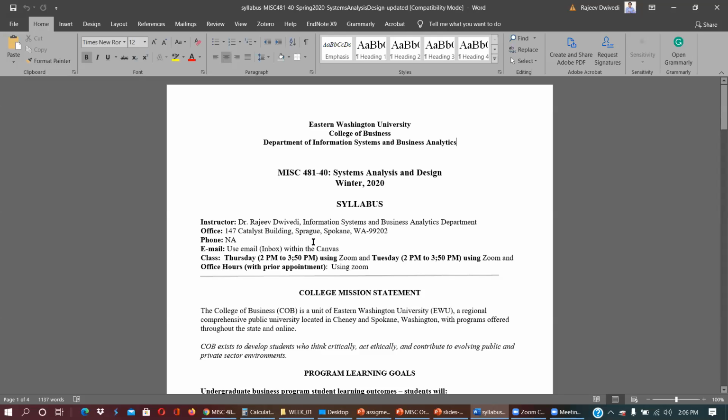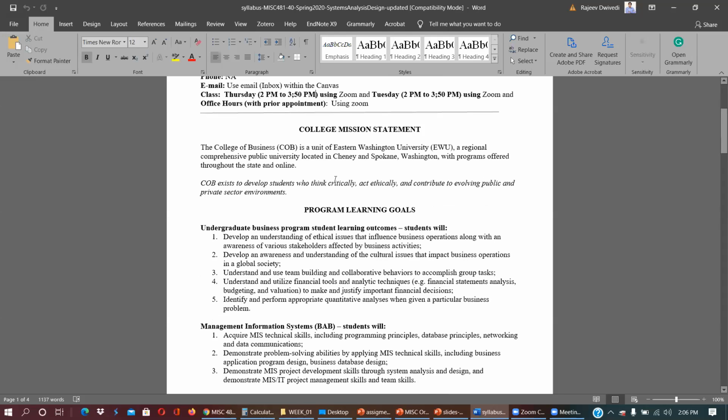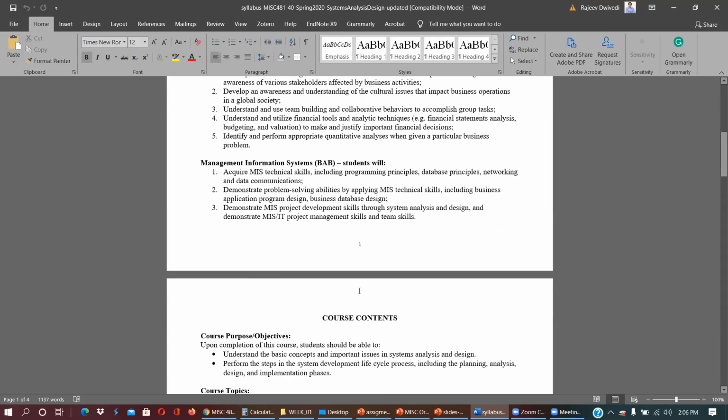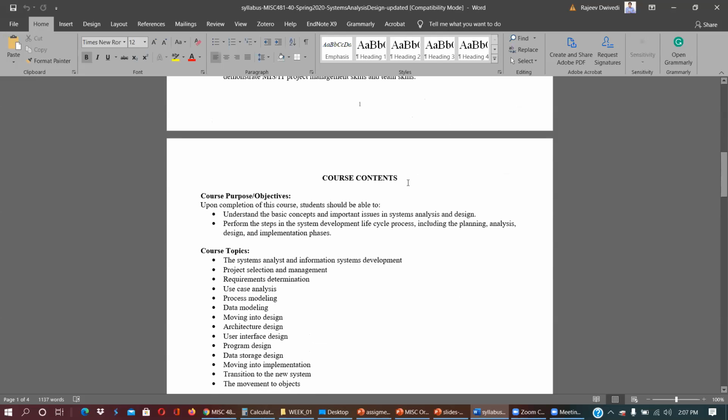Instead of using email, please use Canvas in order to get my quick reply. The program learning goals are very much similar and all this is the same, which you might have gone through because it is already placed on Canvas. What is the course content and what is the course purpose and objective? I'm starting from here.